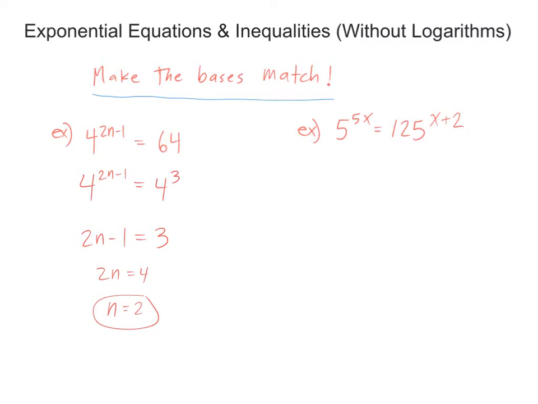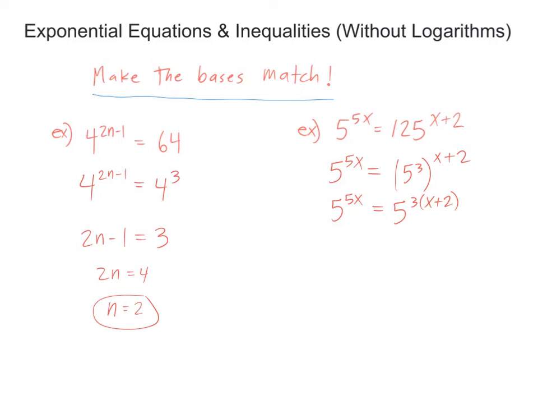And let's move on to this next one. You should pause right now and try to solve this next one before you watch. But we're going to do basically the same thing. We've got 5 to the 5x on the left, and 125 is 5 cubed. I'm going to rewrite 125 as 5 cubed. And then our properties of exponents say that if you have a power raised to another exponent, those exponents multiply. So it's 3 times x plus 2.